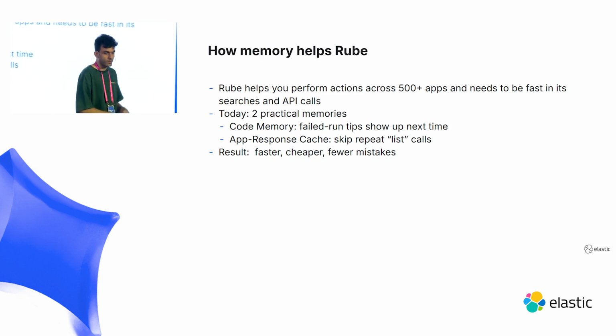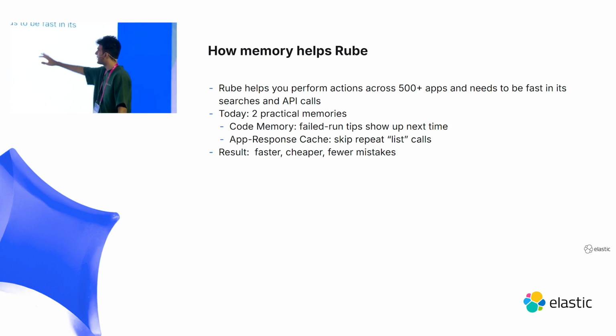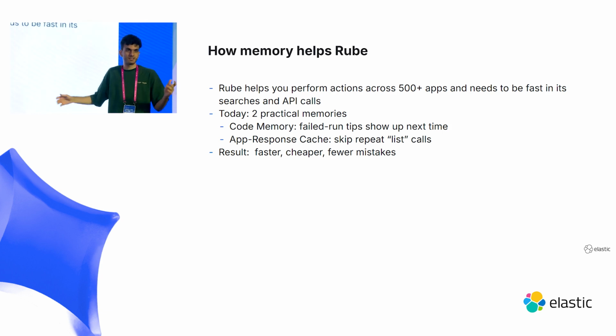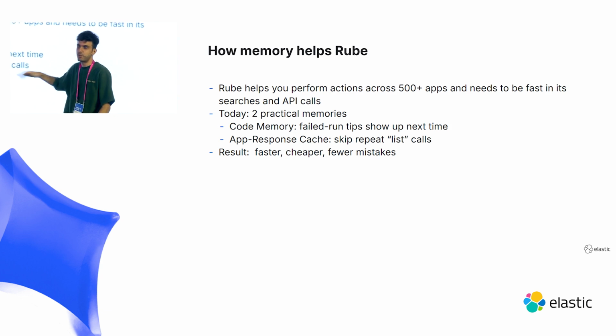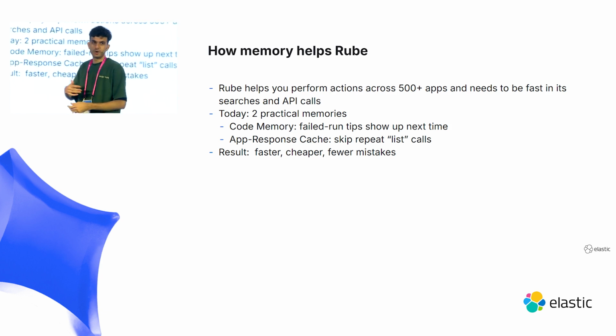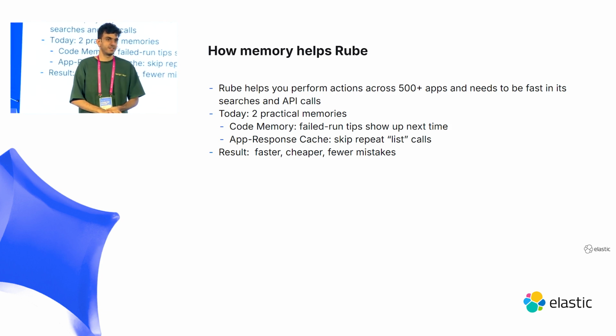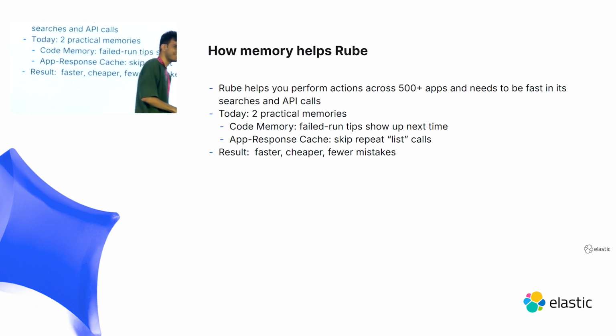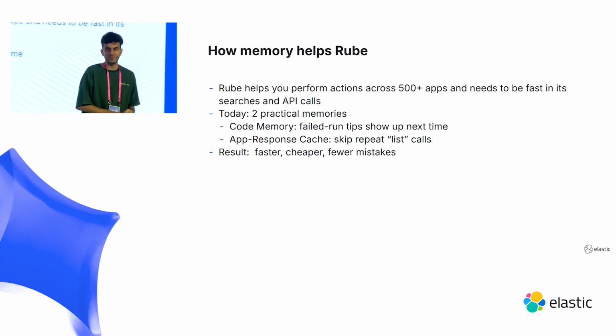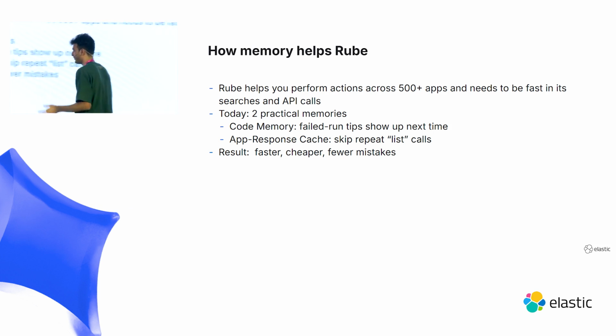So what would you recommend, given the stack that we have, given Elastic Stack, what would you recommend I choose for code memory or app response cache? What type of memory would it work with? Any ideas? Throw random stuff at me, come on. Some ideas for code memory? Nope. Cool, I think I'll just walk you through it myself.